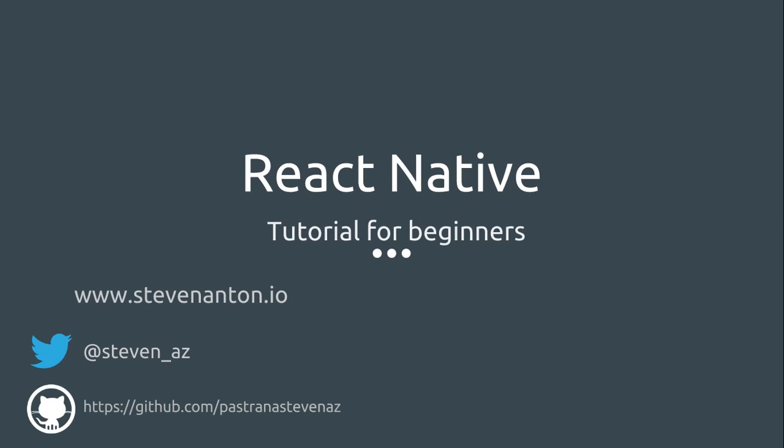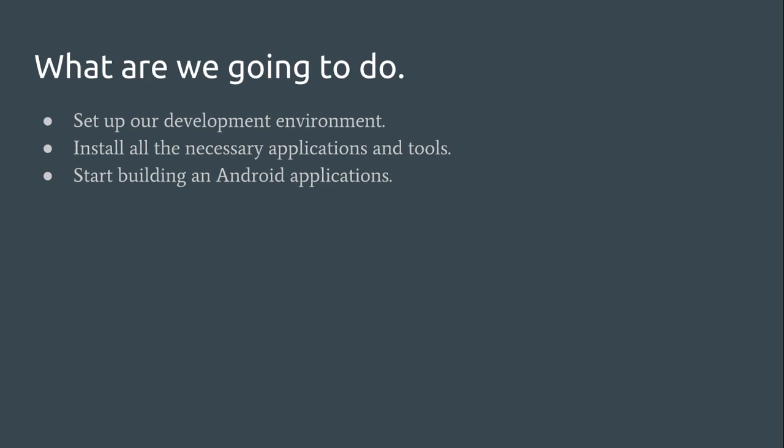And let's get started. All right, so in this first lesson, we're going to go over what we're going to do in particular in the following lessons. Initially, we're going to set up our development environment. That's going to be installing all the necessary applications and tools. And then we're finally going to start building a simple Android application.